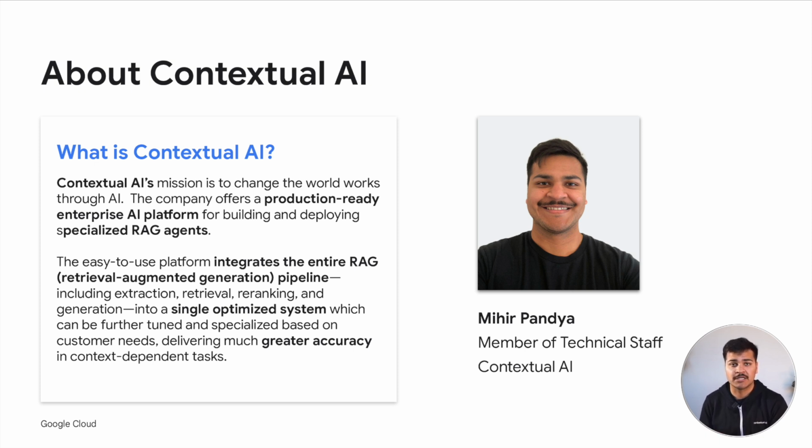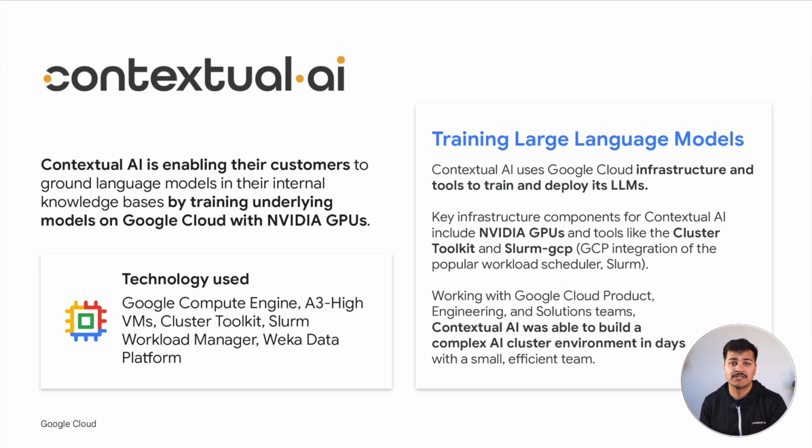What we've done here at Contextual AI is integrate all the necessary components in a RAG system into a single end-to-end optimized platform. This means it's easier to specialize and build RAG agents on our platform, and you'll also get better accuracy out of the box. And since the beginning, we've had a very close partnership and relationship with Google, which has been amazing for us.